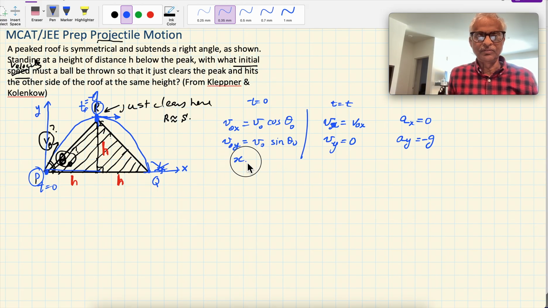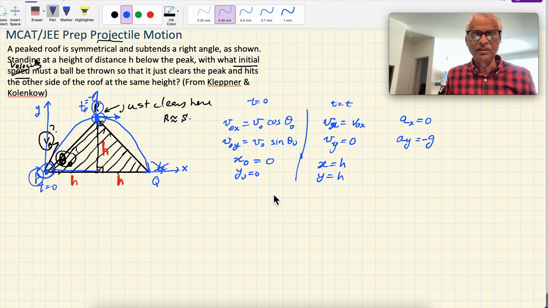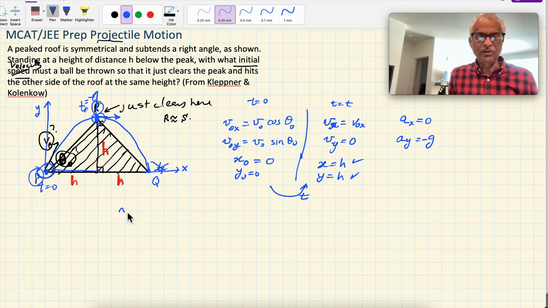And x0 is 0 and y0 is 0 at that point. And at the final point we also know x is h and y is h. We don't know anything more than this, and this embodies all the points that I need. So the time between this and this is T, which is already stated.